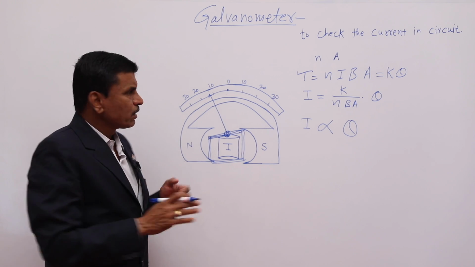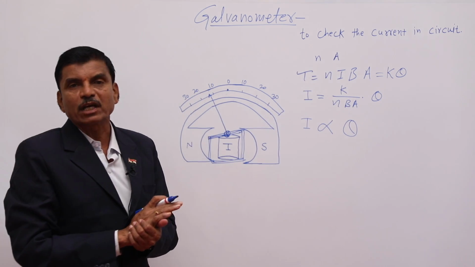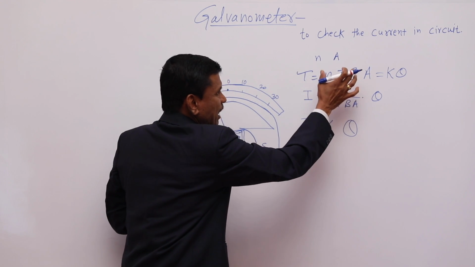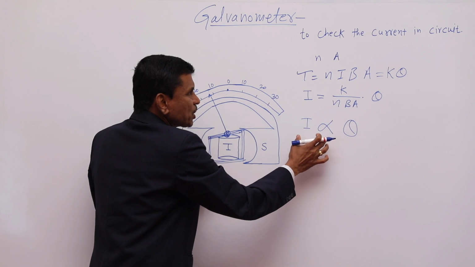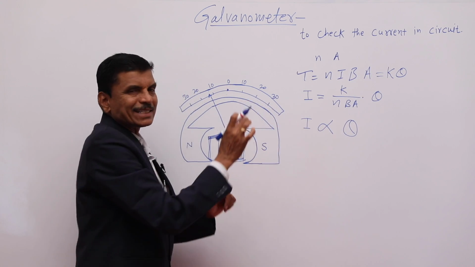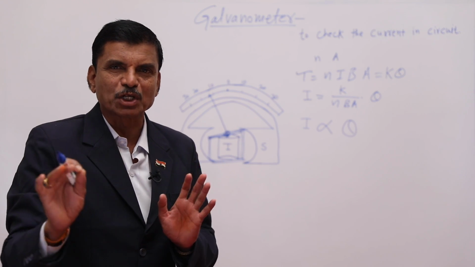Very easy. So that is the construction, and this is the principle of working of a moving coil galvanometer. As current is flowing in a coil, there is a deflecting torque. That's why the coil deflects. The deflecting torque is balanced by the restoring torque, and so current is directly proportional to deflection. Do you get this point? I proportional to theta.